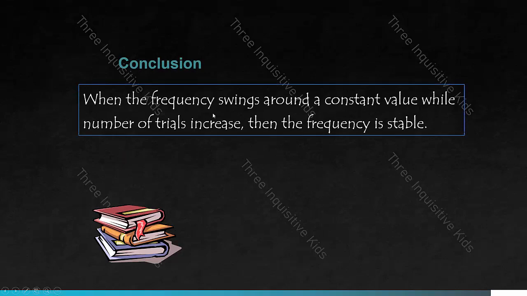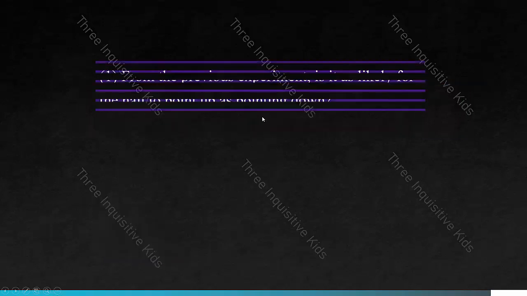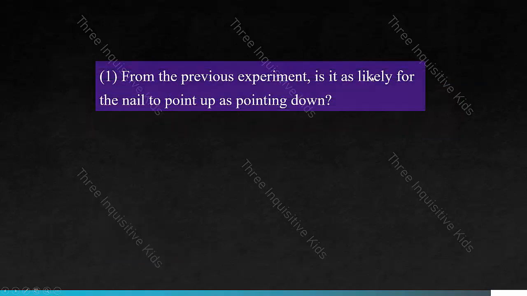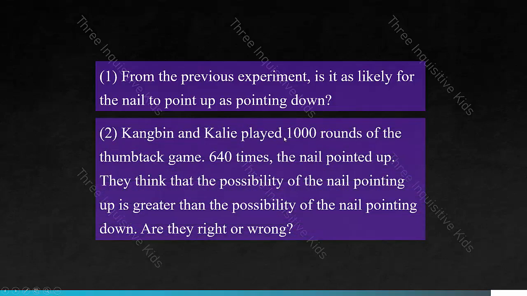So when the frequency swings around a constant value while the number of trials increases, then you would say that the frequency is stable. From the previous experiment, is it as likely for the nail to point up as pointing down? Combin and Kalie played 1,000 rounds of the thumbtack game.